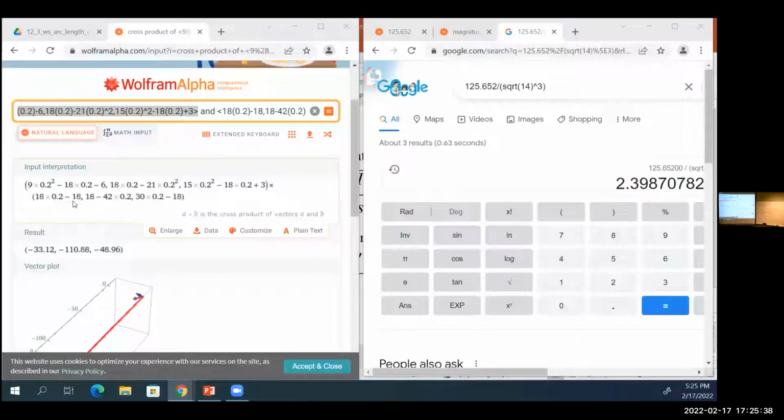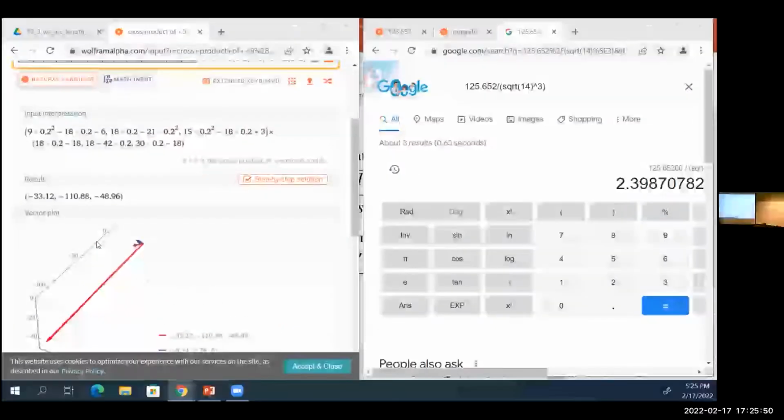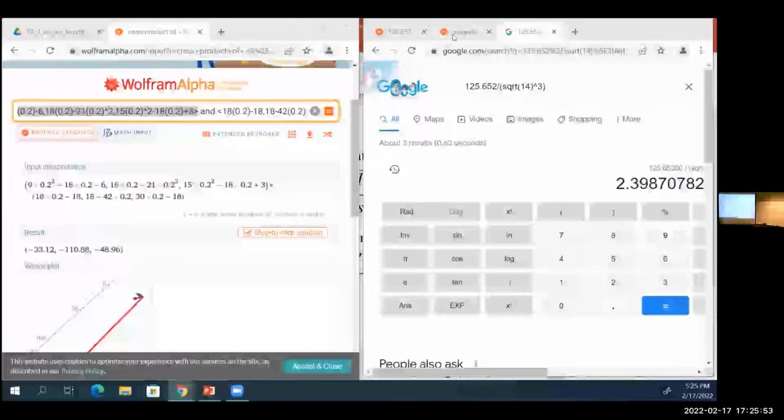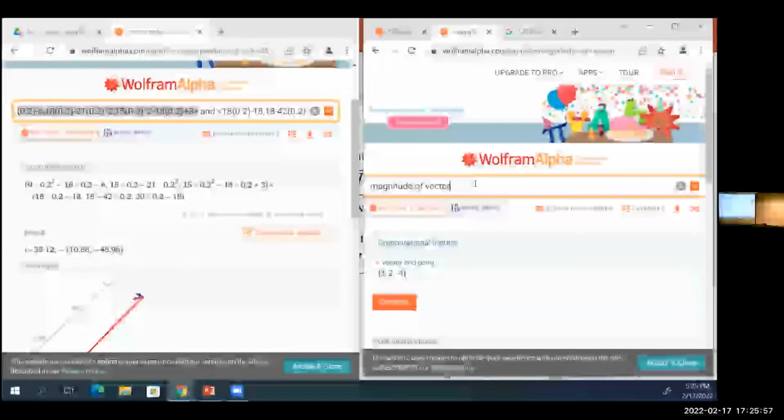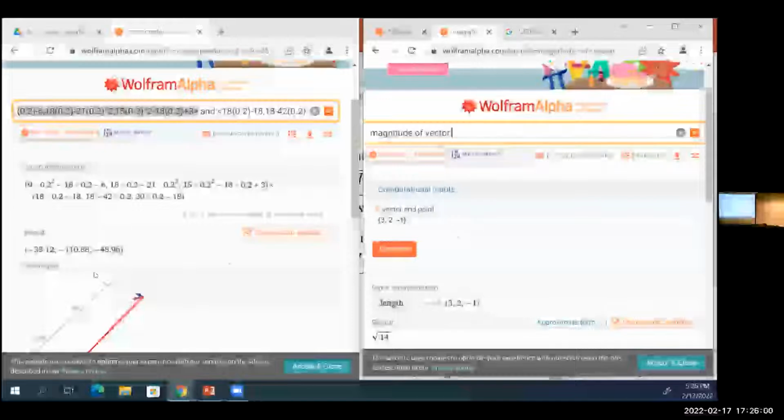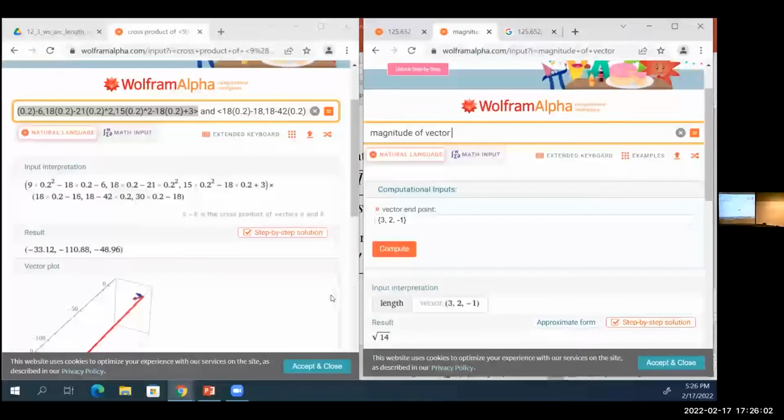We won't spend a lot of time on this. I can double check it later. 18 minus 0.2 times 0.2. 30 times 0.2. Make sure I put in the magnitude right. Here we go. Here's my vector. Didn't paste in. Let's try one more time because for some reason I'm not seeing the vector.